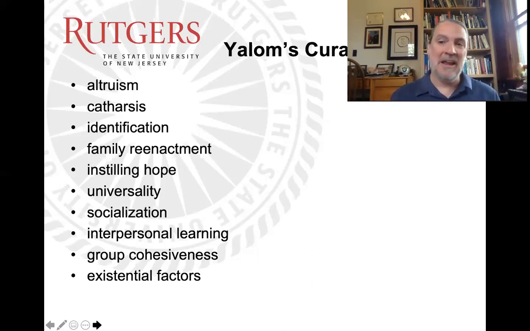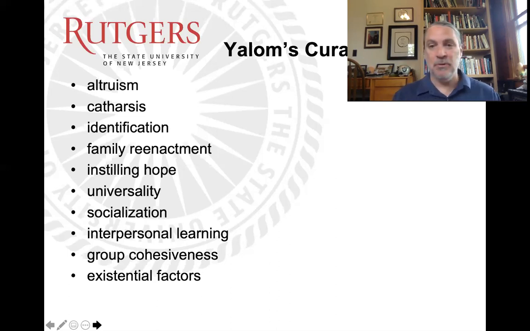Identification, people finding out who they are in reference to other people. Family reenactment, that is that people learn how to act in a group of people in their own families, and some of those patterns are dysfunctional. Now in group, you have a chance to undo that, to show, for example, boundaried relationships and things like that. Instilling hope, proof that people do better. It's helpful when those people are in the room, as opposed to you just telling them about it. Universality, we talked about already. Socialization, people have more people to talk to and get feedback from.